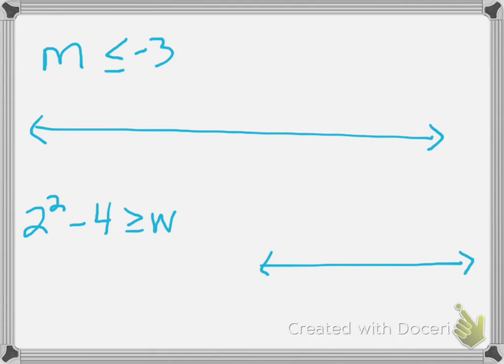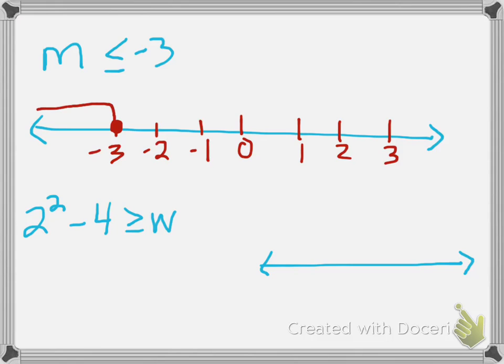So now I have a variable, m is less than or equal to negative 3. Okay, same thing as what we just did, but now we have a variable to label. So I'm going to find my negative 3. I'm going to shade it in because I can be at negative 3. And m is less than or equal to. So I am this way. Okay, and that's your answer.